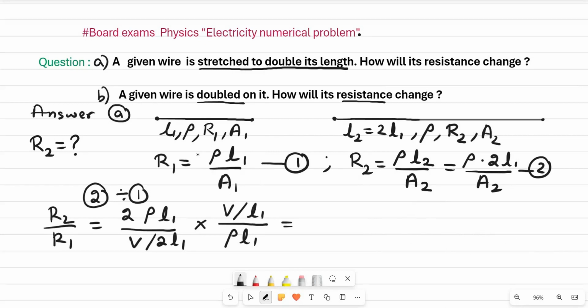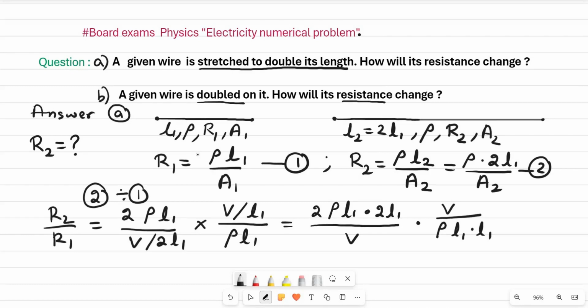Now solving it further. The first fraction, twice rho L1: the denominator has twice L1, and it also comes to the numerator. This is how we do it when we divide fractions. And the second fraction, numerator V by L1, so that L1 goes to the denominator. That becomes rho L1, which was already rho L1. So L1 adds up in the denominator.